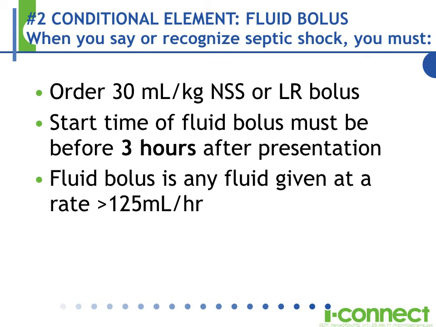So let's go over those last 3 conditional elements one by one. These are the conditional elements for patients with septic shock. The first conditional element is that all patients with septic shock have to receive a 30 cc's per kilogram bolus. It has to be either normal saline or lactated ringer, and generally it should be given very quickly. The Society of Critical Care Medicine recommends that you start 2 large bore IVs and administer that 30 cc's per kilogram for those patients with septic shock over a period of 30 minutes or so.